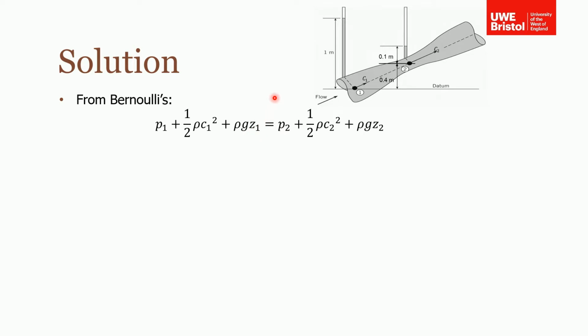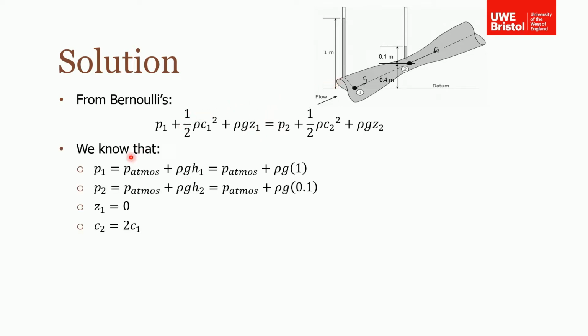So looking back to the question, we can work out what we know. Well, we don't know what the static pressure is at 1 or at 2 for this matter, but we do know, because they're connected to these piezometer tubes, we can work out the pressure. So the pressure at 1 is equal to rho GH in this tube, plus atmospheric pressure, because that would be pushing from the top. So we end up with P atmos plus rho G times 1, because it's 1 meter. Now at 2, we've got the same thing, it's P atmos plus rho GH2.